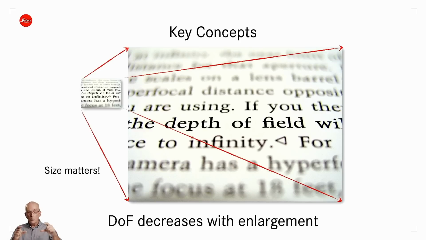And conversely, when you look at an image on a phone, your depth of field could be a lot more than you were expecting. Now that's a tricky one, because you don't know when you take the picture how that image is going to be viewed.